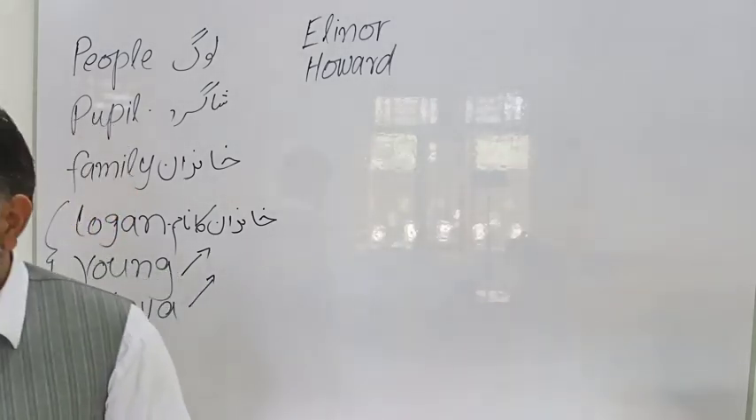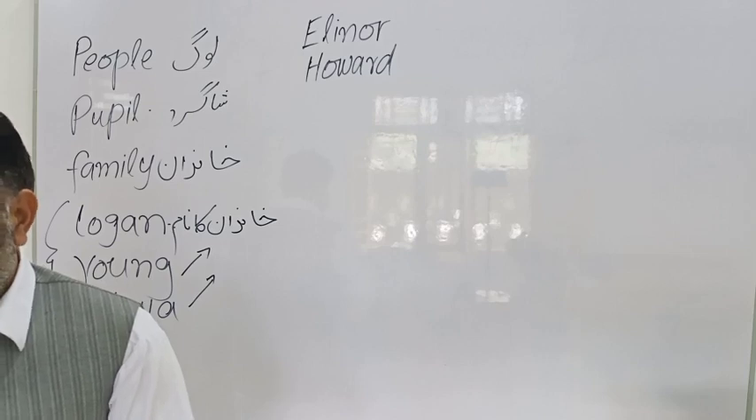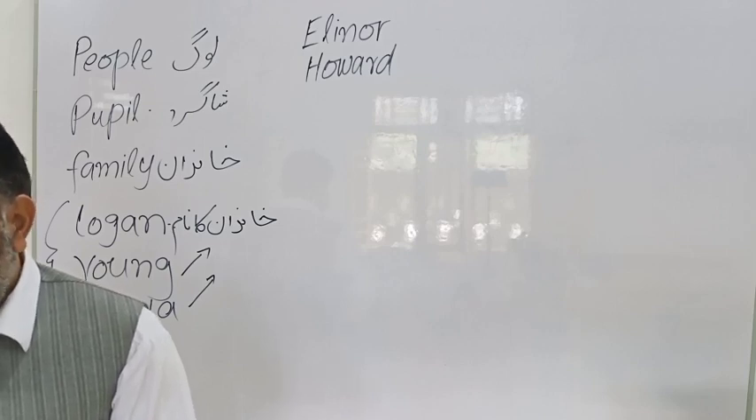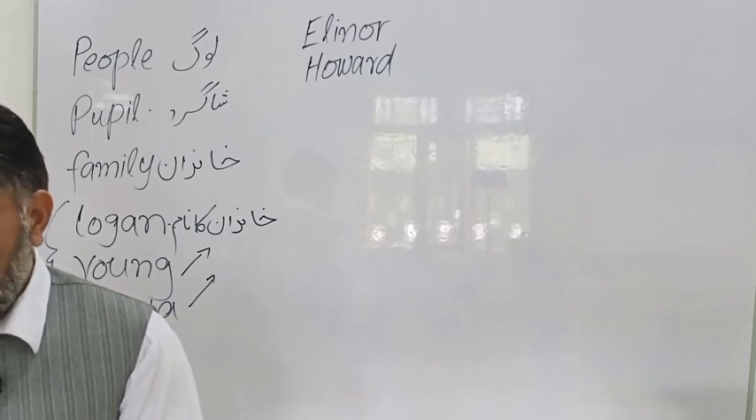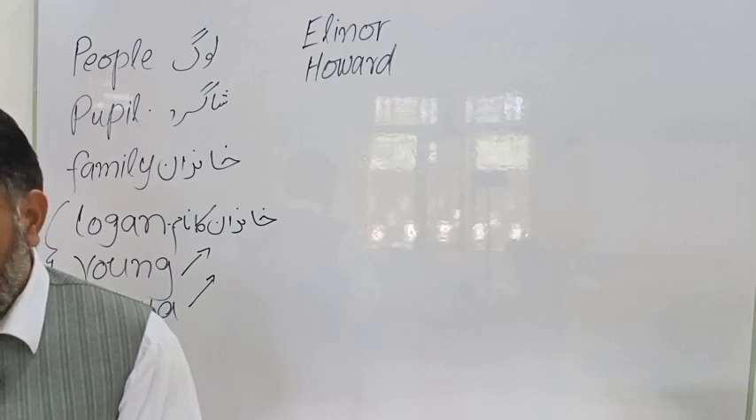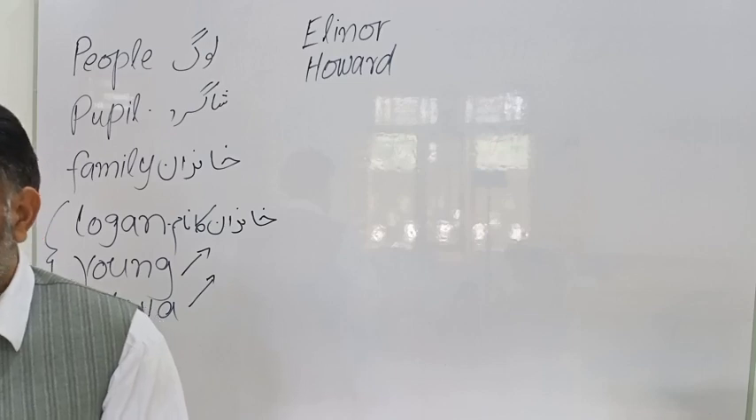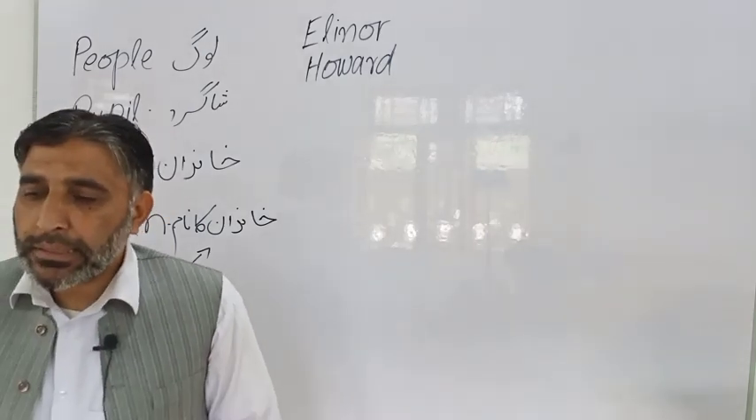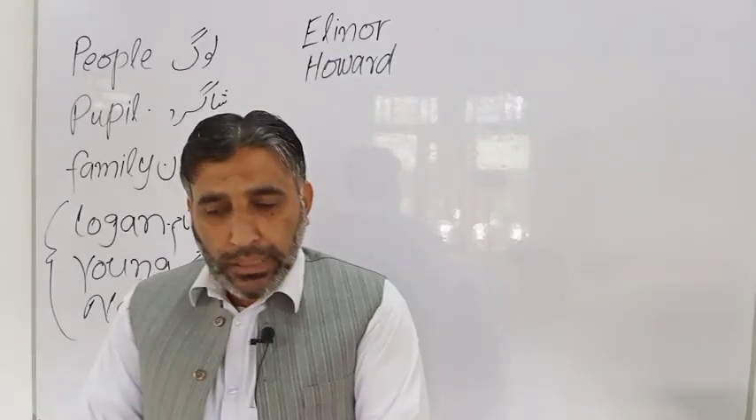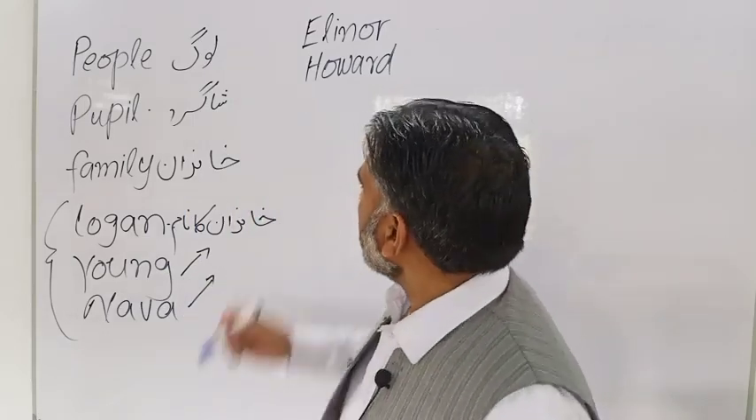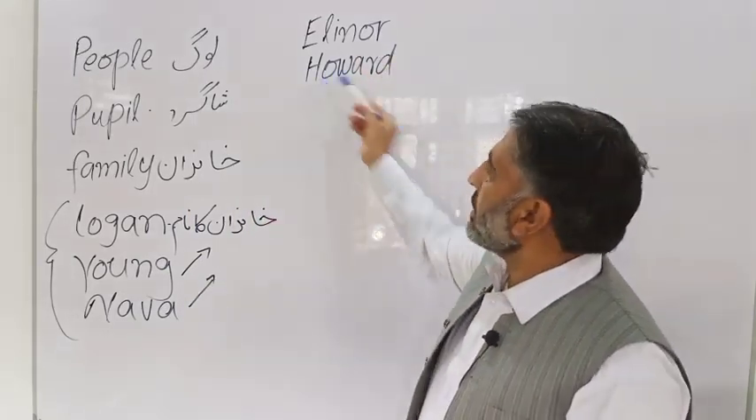Now let's come to the second family. Eleanor Young, Eleanor, Mike, Les, Joyce, Ted, and Howard Young. Here is a grammatical structure, and we should learn this grammatical structure as well. That is Eleanor and Howard.